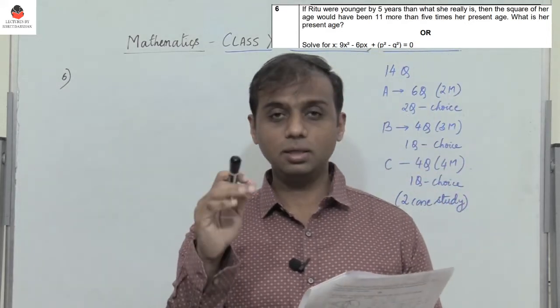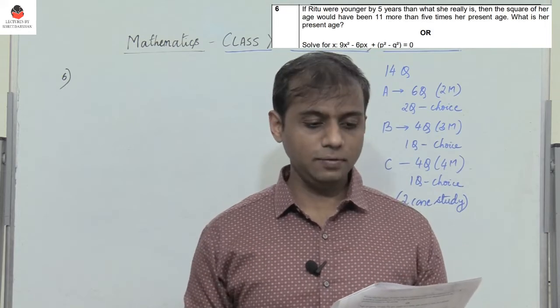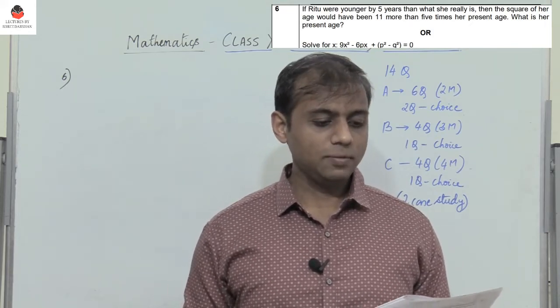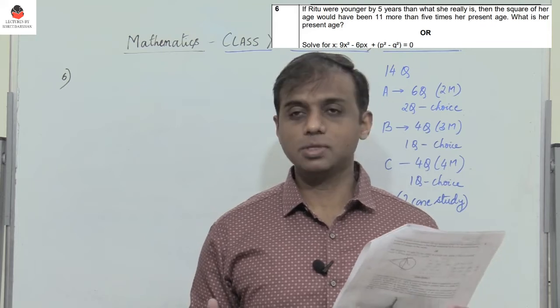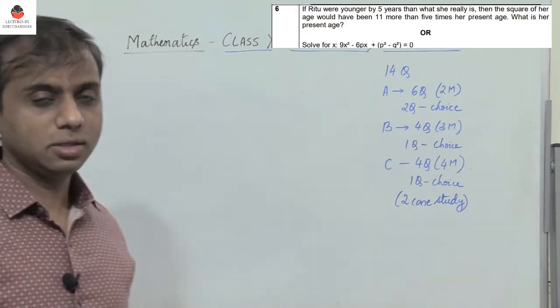So question 6, again there is an internal choice. If Ritu were younger by 5 years than what she really is, then the square of her age would have been 11 times more than 5 times her present age. What is her present age? So we need to analyze this problem correctly.